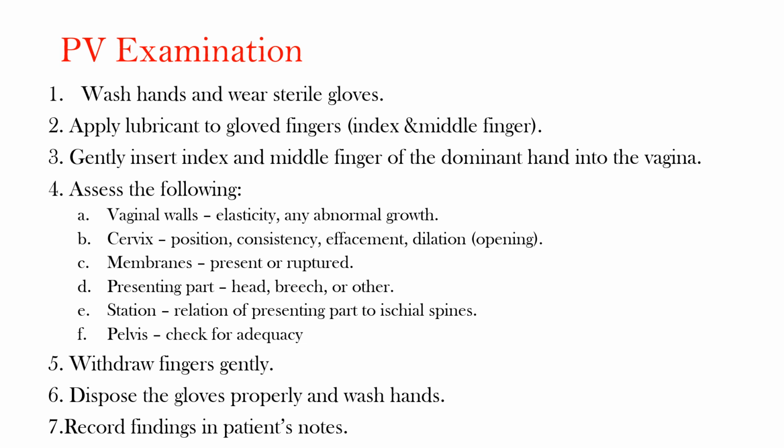After that, what do you need to assess? In the vagina, check for the elasticity of the vagina and any abnormal growth. Number two, cervix. Check for the position of the cervix, whether it is anterior, posterior, or in the mid position. When the mother is in early labor, you'll find the cervix on the posterior side. As the labor progresses, you'll feel the cervix in the middle.